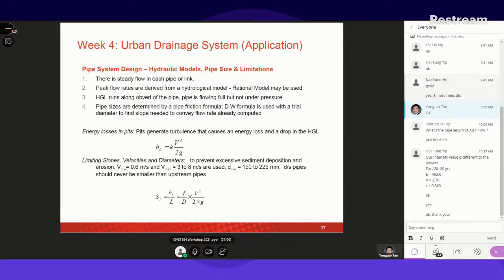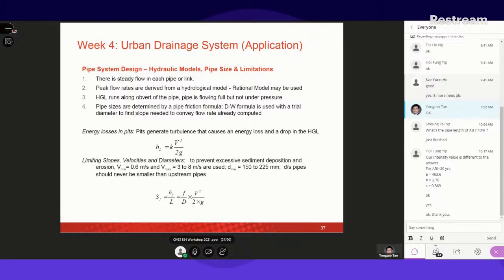Actually, the energy loss can be avoided by design and construction. Just to give a simple example, make sure that the water coming from the upstream pipe is directed towards the entrance of the outlet pipe. That means there are no bends in the pipes.